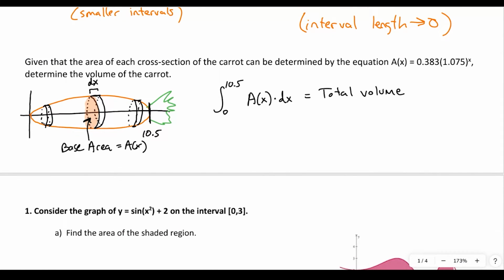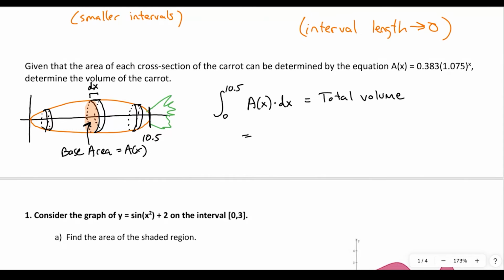Now, this would be something that you would throw in the calculator, so I'm not going to waste time with that. But you just type in the equation with the integral, and you should get your total volume, which is 6.020 cubic inches. Any questions so far?